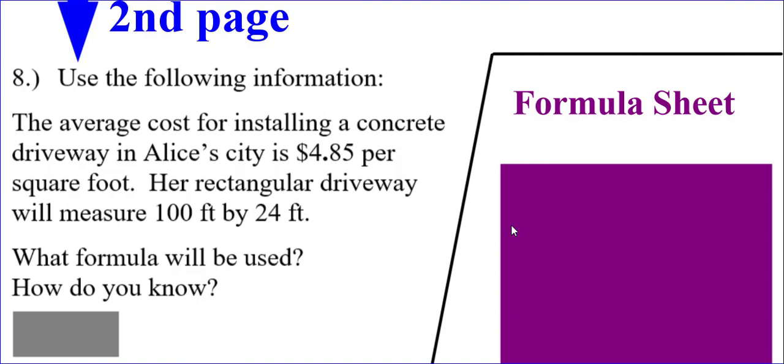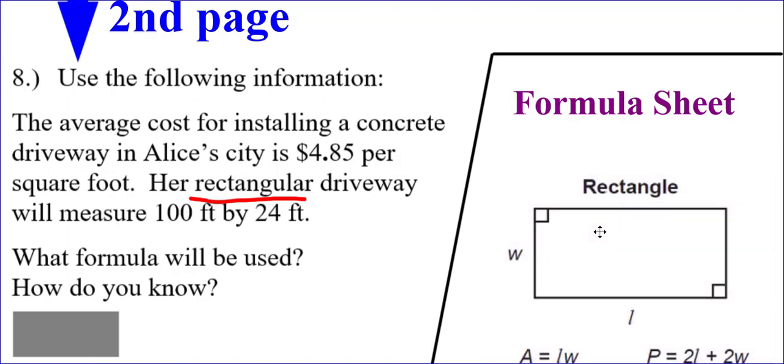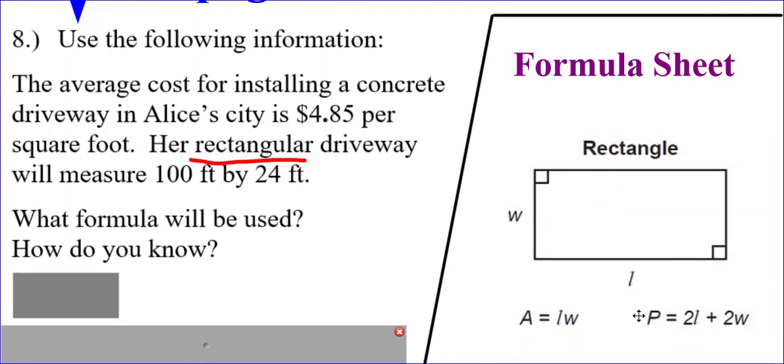All right, so if you pull out your pink formula sheet, can you figure out, based on what this problem was giving you, which formula from that formula sheet is going to need to be used? Well, let me point some things out to you. This is a rectangular driveway. So we need to go to the formula sheet where it gives us the rectangle. But on your formula sheet for the rectangle, you're going to notice that there's going to be an area formula and also a perimeter formula. Which one do we need?